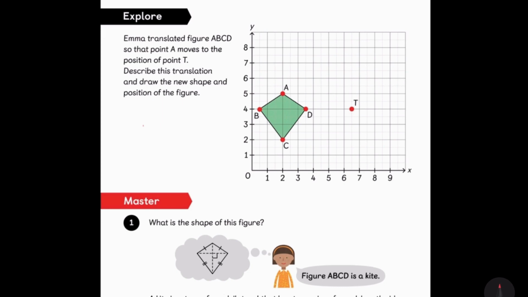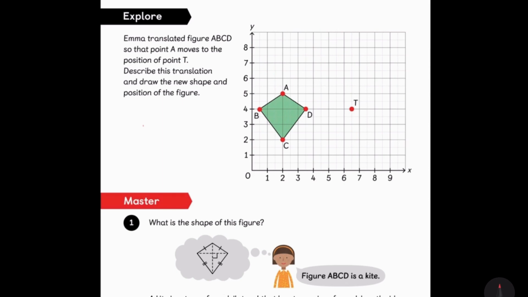Emma translated figure ABCD so that point A moves to the position of the T. Describe this translation and draw the new shape and position of the figure. While I move to the second one, first let's try to imagine and explore ourselves what exactly happened. So let's start. It's saying the first point A has moved to the T.